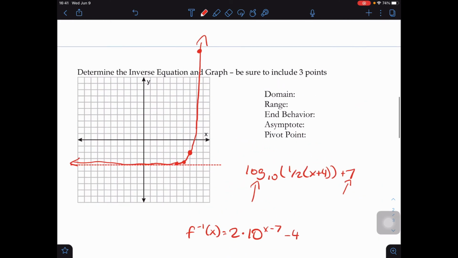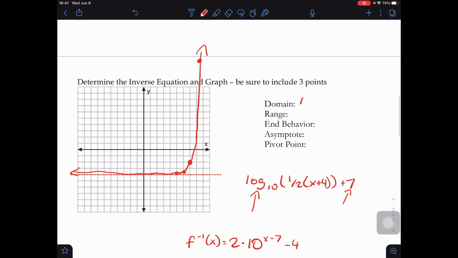Our domain is going to be all real numbers from the looks of it. Our range has a restriction. The asymptote is at negative 4. It's not going to go any lower than that, and it's not ever going to even touch negative 4. So we would use a parenthesis, and then it would go to infinity. End behavior is that as x approaches negative infinity, y approaches negative 4, and as x approaches infinity, y approaches infinity. The asymptote, as we've already established, is x equals negative 4.